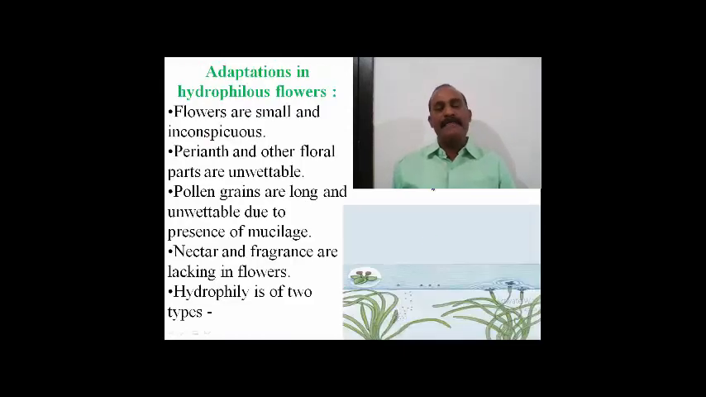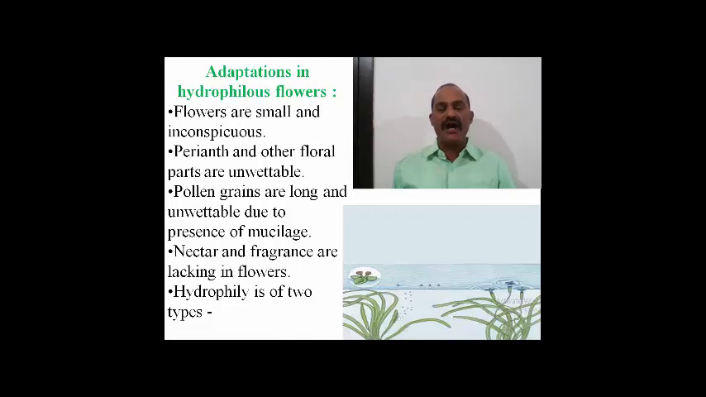Now if we see the basic adaptations shown by hydrophilous flowers, the flowers are once again very small, inconspicuous. They are truly very small because they do not require a larger size. Attractive devices are not required. If at all present, calyx and corolla are replaced by perianth. And if other whorls are present, they are unwettable so that they become waterproof. They do not get decomposed in contact with water.